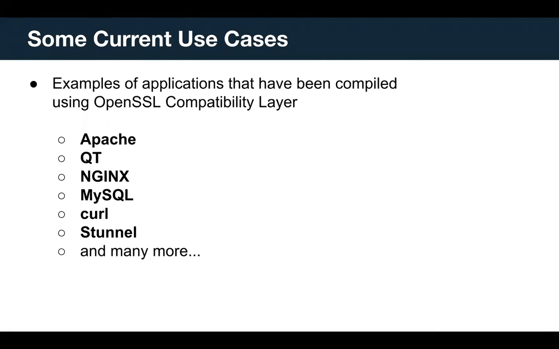On this slide, there's a list of some of the major projects that the compatibility layer has been used in. Some of the recent additions that we've done are the Apache builds, and we've also done the Qt build. We did Nginx a while ago, and we've been maintaining it. And we have a build with wolfSSL and MySQL that's shipped with the newer versions of MySQL. And then we've also built with curl and stunnel.